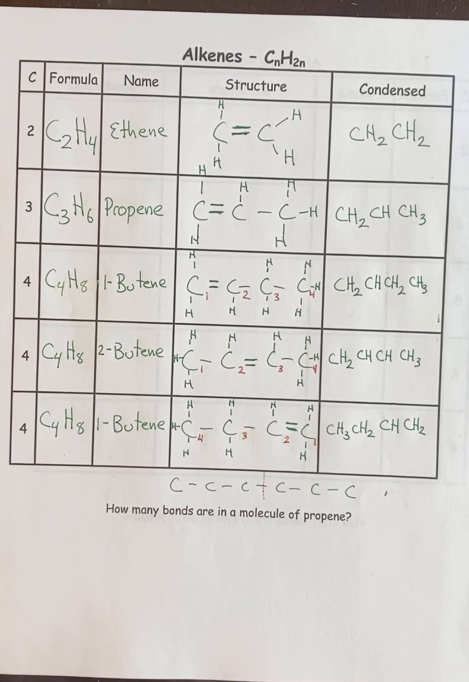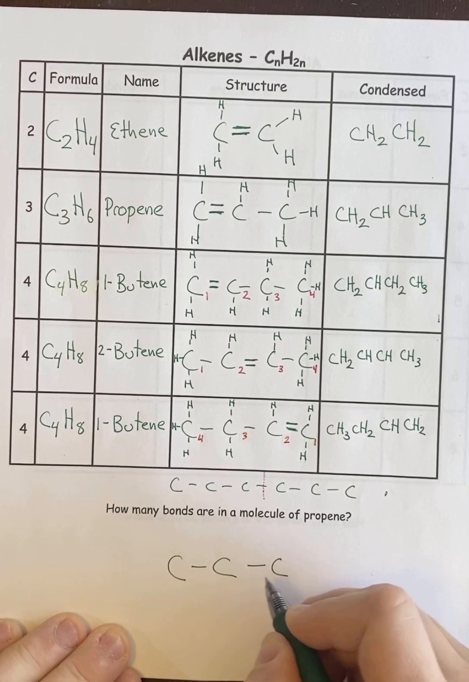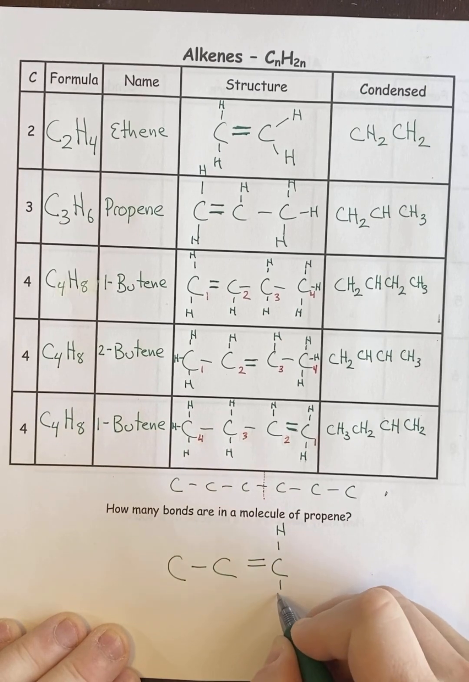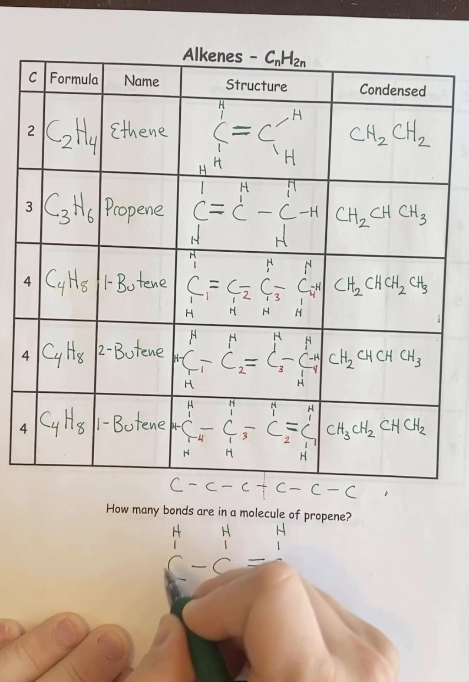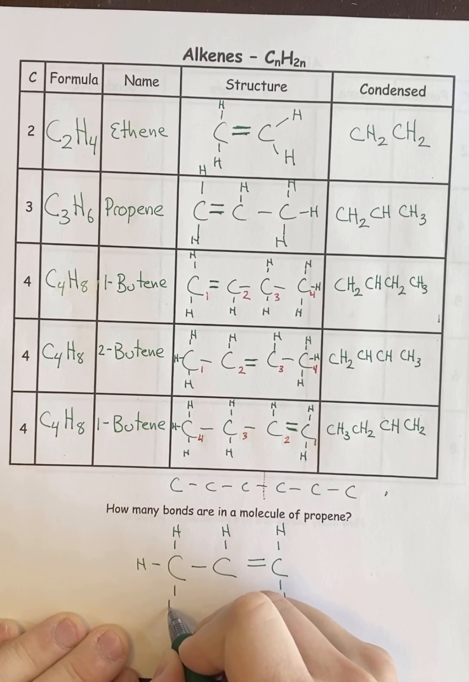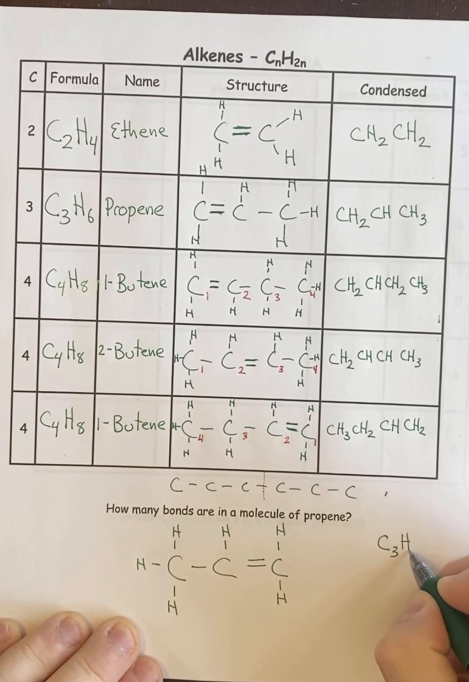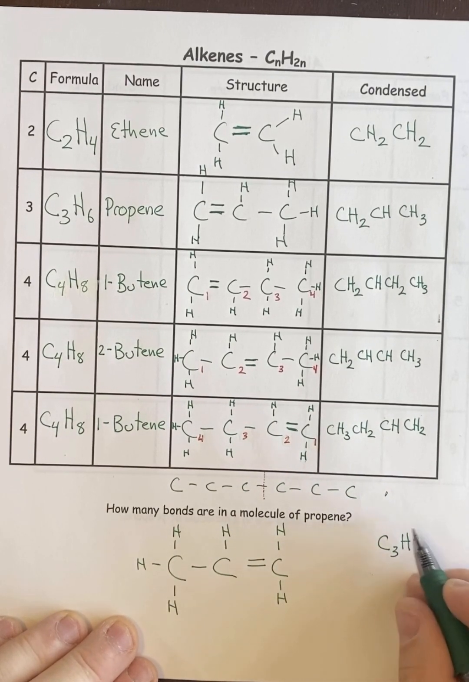Again, anytime you do this, I always recommend drawing it. The common mistake is to say prop 3 bonds. So if we look at it, propene looks like this. It has a double bond, which means it's going to not have as many hydrogen as an alkane. So a common mistake is to say, okay, C3H6. Well, if I add 6 and 3 together, I get 9. And then you say, well, there's 9 bonds in it. That might be right, might be wrong.